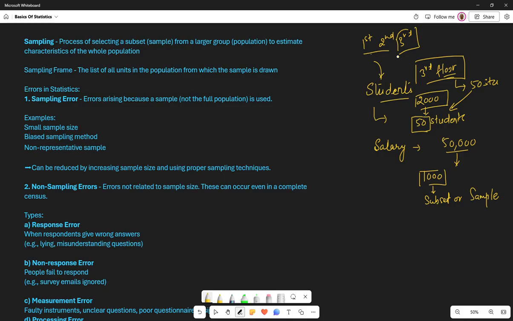The sampling frame may have its own problem. It may underrepresent the population. Suppose many students are not seated on the third floor. So it could misrepresent the population.